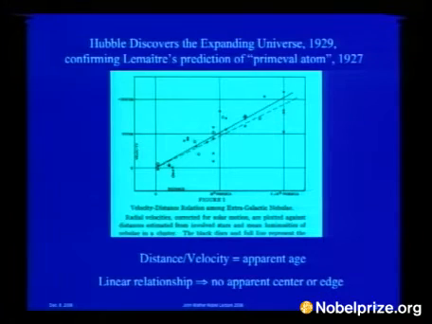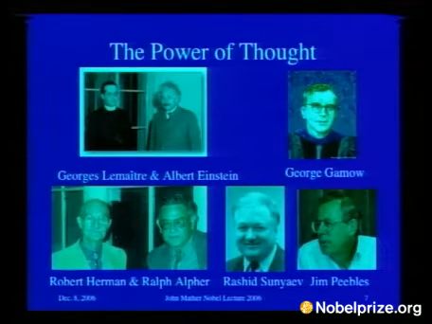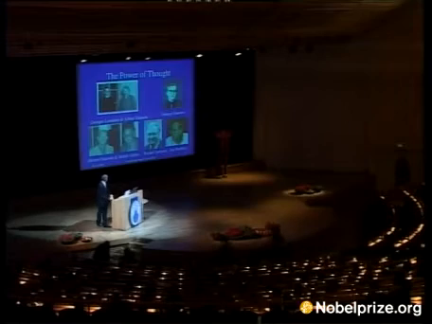As it turned out, the prediction had already been made in 1927 that this was possible. Georges Lemaitre, who was a Belgian priest, was able to calculate from Einstein's equations that the universe might be expanding. So I have some pictures of some of the major contributors to this work. Georges Lemaitre is shown there with Albert Einstein.